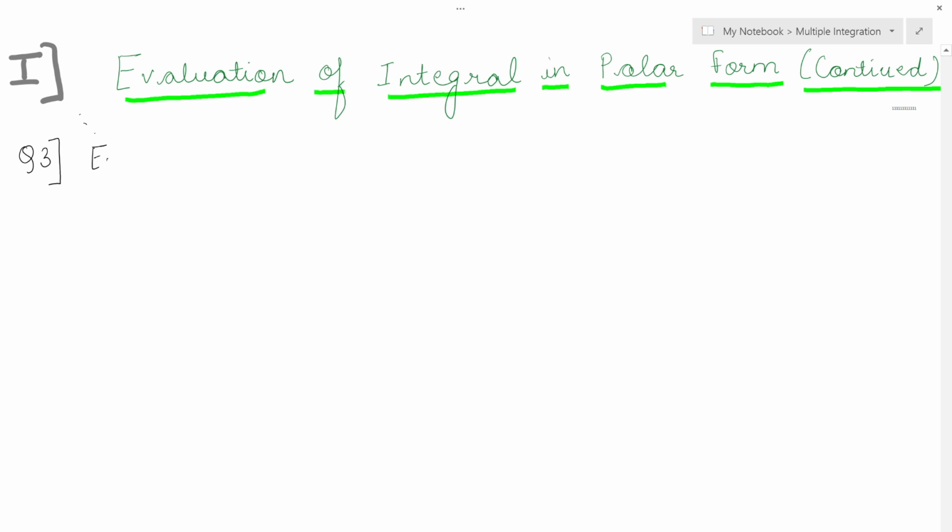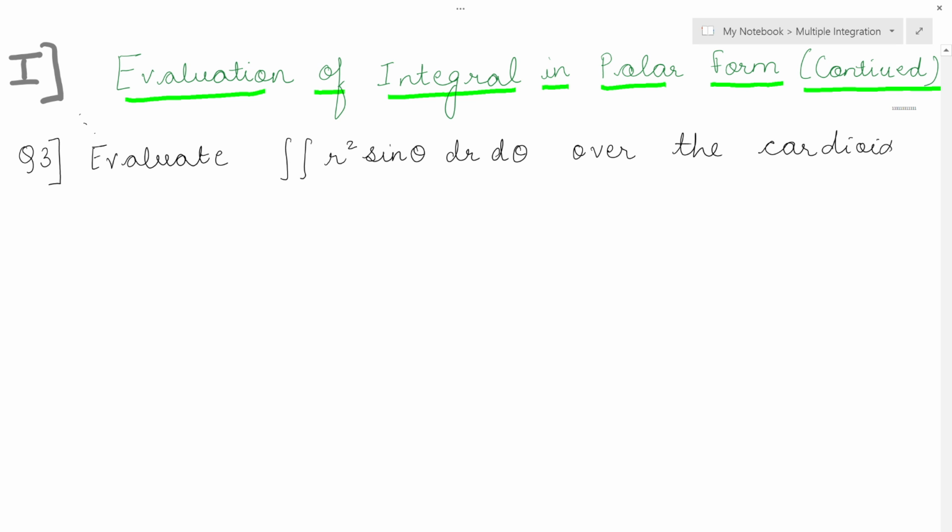The question says, evaluate double integration of r square sine theta dr d theta over the cardioid, whose equation is r is equal to a into 1 plus cos theta, above the initial line.